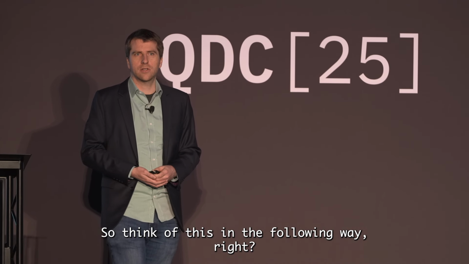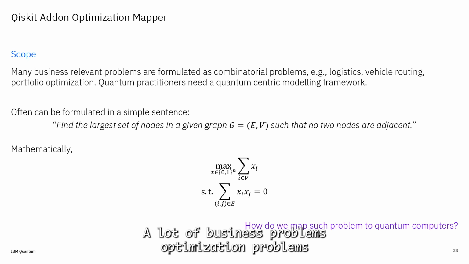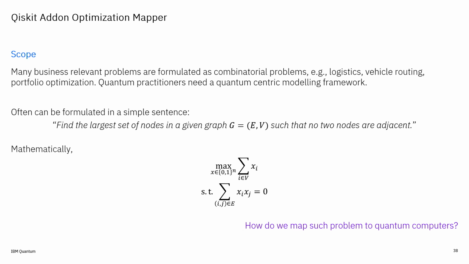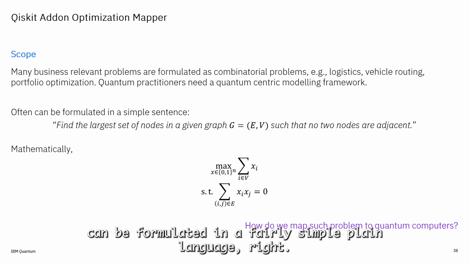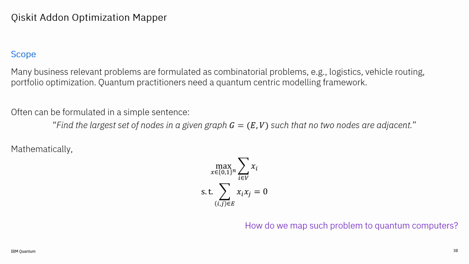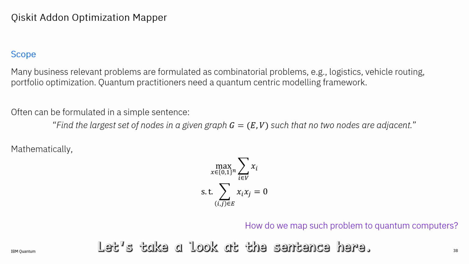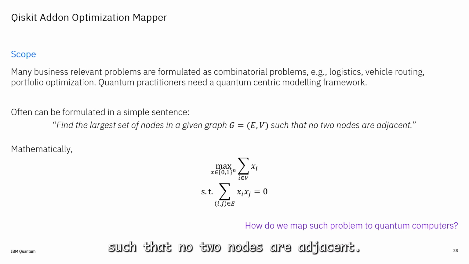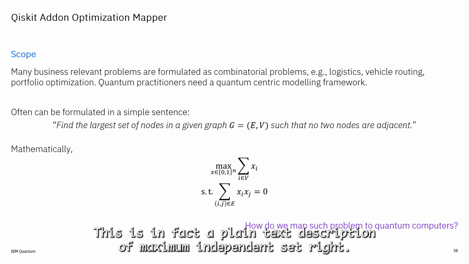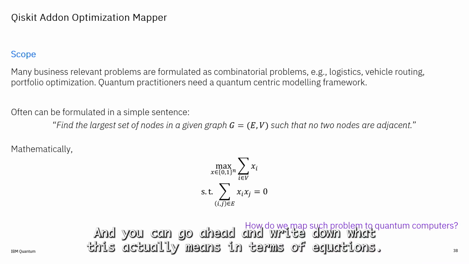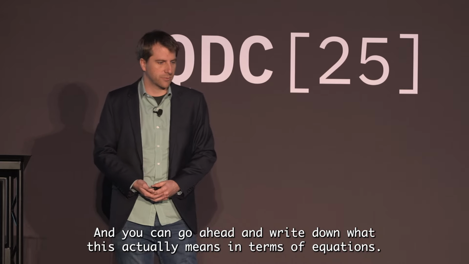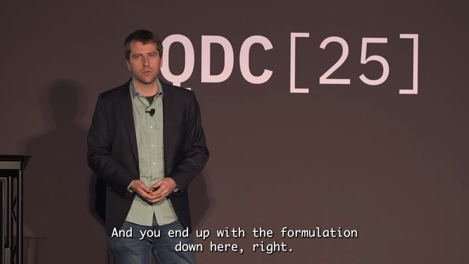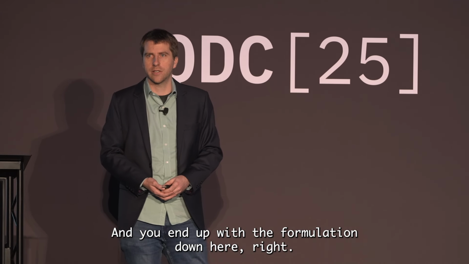So think of this in the following way, right? A lot of business problems, optimization problems, can be formulated in a fairly simple, plain language. Let's take a look at the sentence here: find the largest set of nodes in a given graph G such that no two nodes are adjacent. This is, in fact, a plain text description of maximum independent set. And you can go ahead and write down what this actually means in terms of equations, and you end up with the formulation down here.